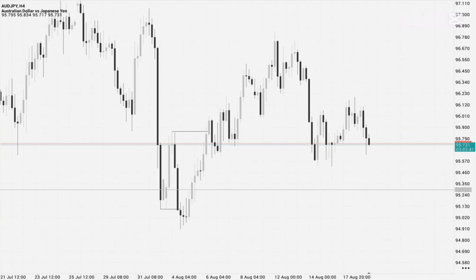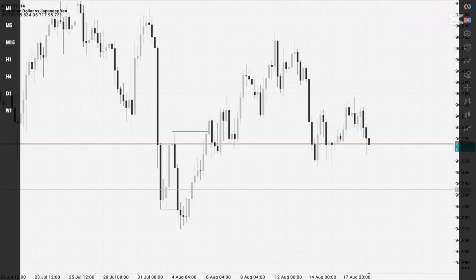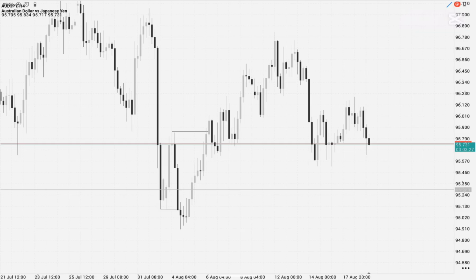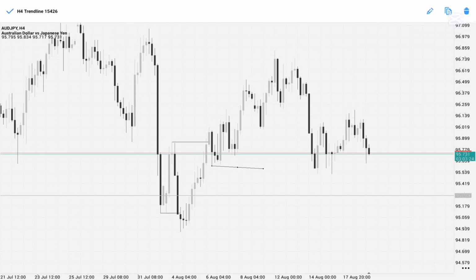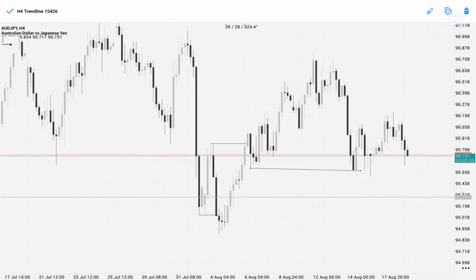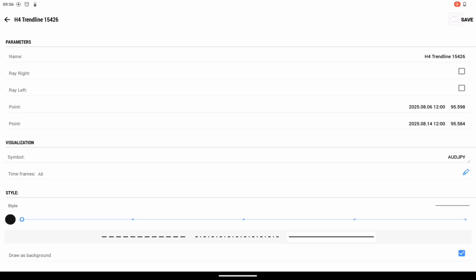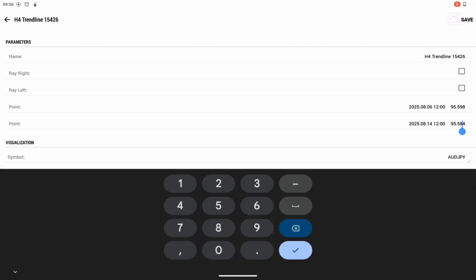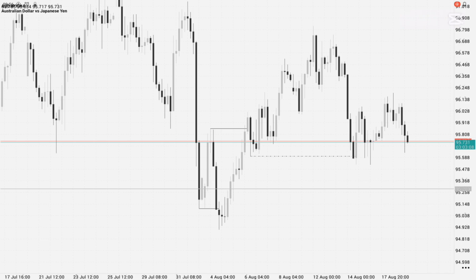Alright, now from SMC, after a change of character, the first pullback will be our liquidity zone. The first pullback after that change of character or market structure shift was that one there. So this is our liquidity zone. So mark it out as our liquidity zone. We want to be looking for our entries below that zone.